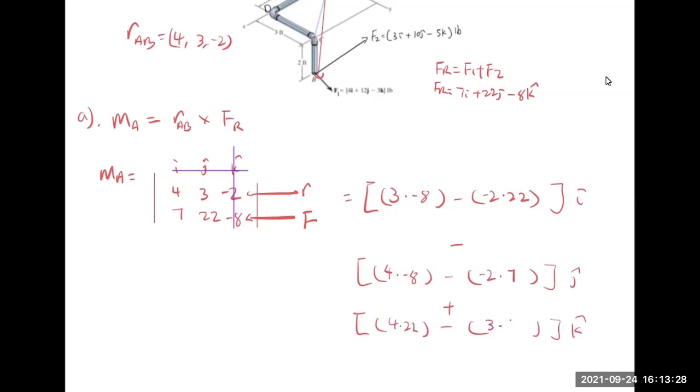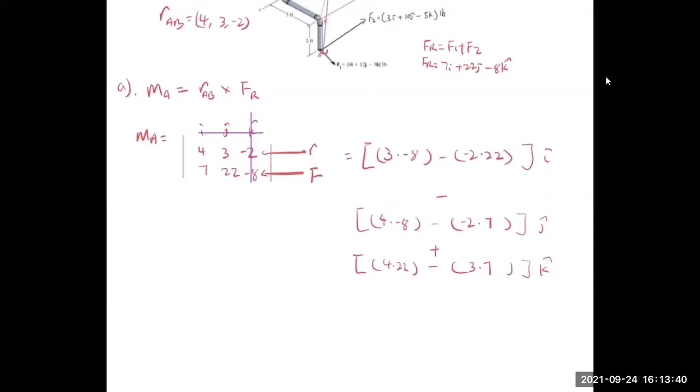Oh, my bad. Yeah, 4 multiplied by 22 and 3 multiplied by 7. Yeah, that's right. Okay, and then simply just calculate them.